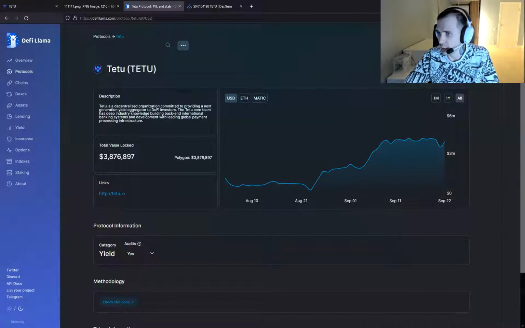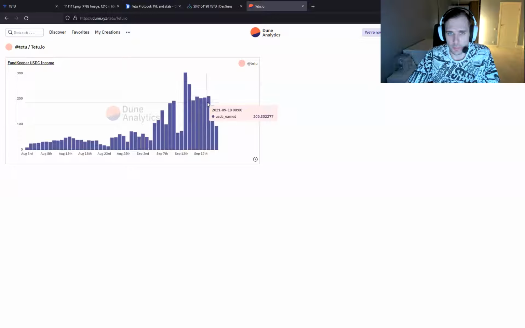Let me show how you can check it. Our Dune analytics dashboard has only one chart, but it is very important. I mentioned it before. It is now fund keeper income, and you can multiply it by 10x, and it will be the amount of buybacks in USD value. As you can see, we have around 2,000 in buybacks every day. It can look like not a lot, but it is constant buy pressure.